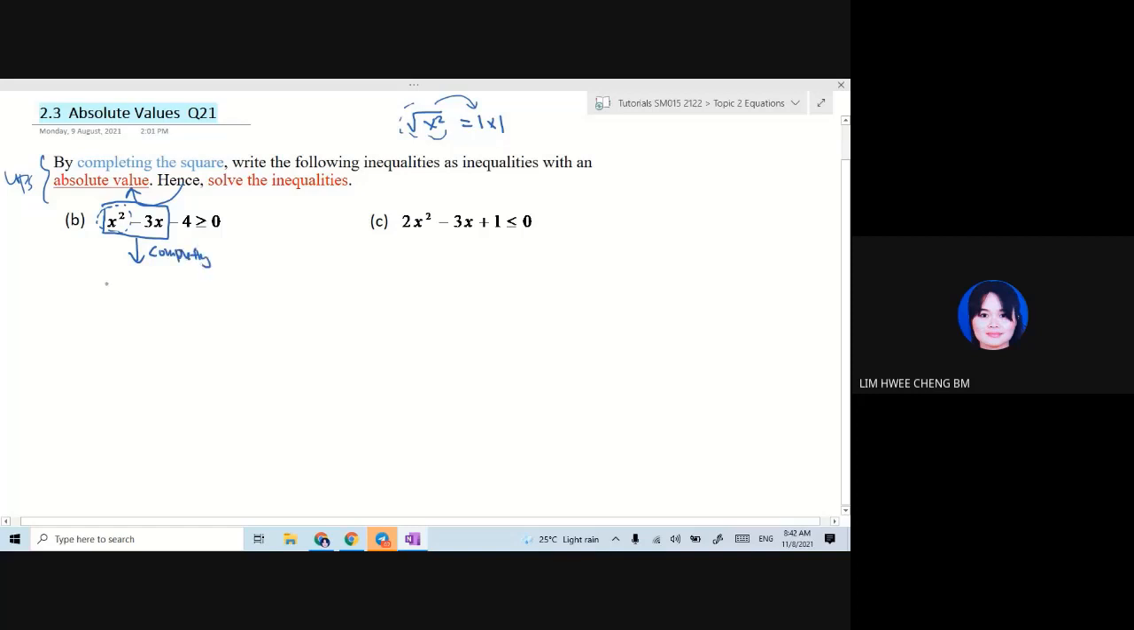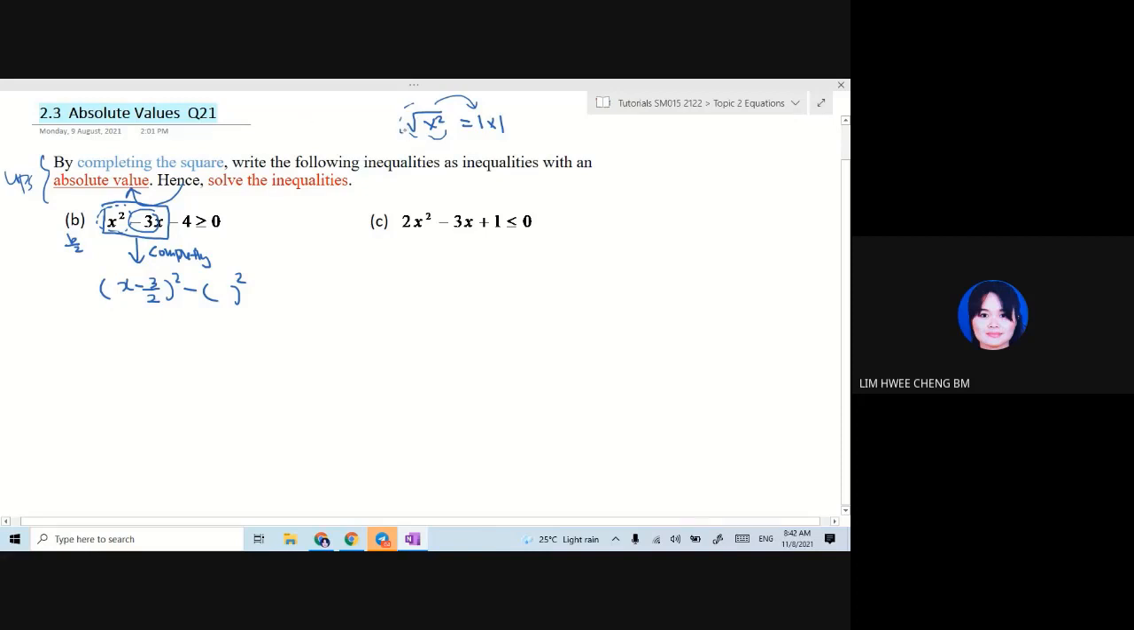Okay, how I do? I say that I use something big square minus the small square. Okay, so how I do my big square? I always divide the b over 2. Okay, the b is minus 3. When I divide by 2, I will have the minus 3 over 2. So I will have the x minus 3 over 2. You get it? This type.